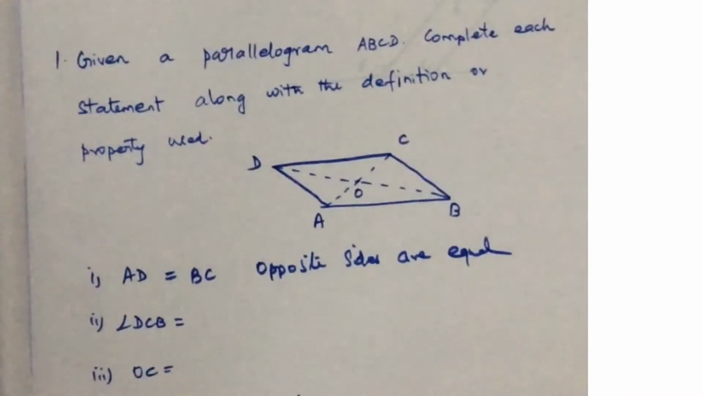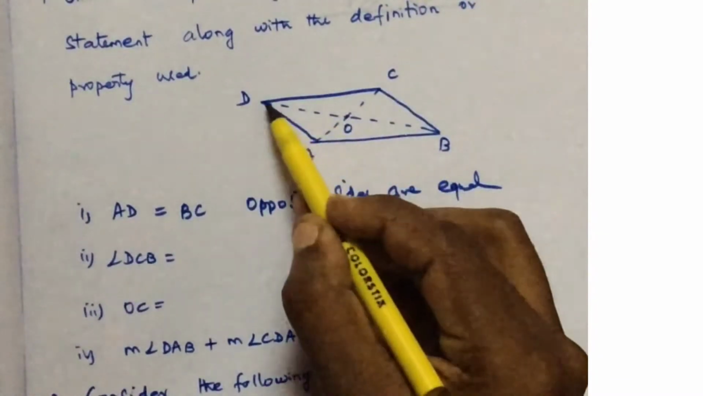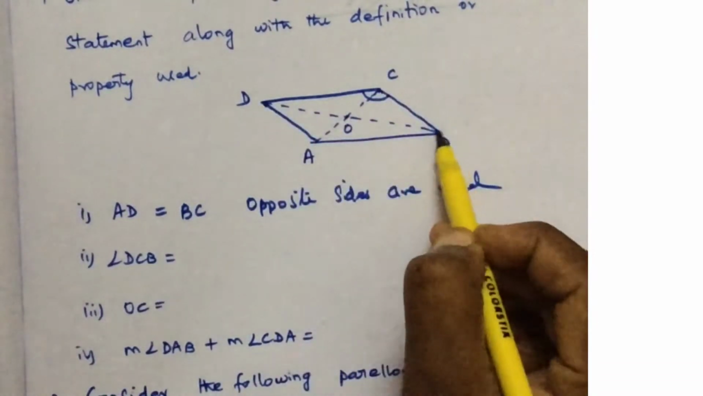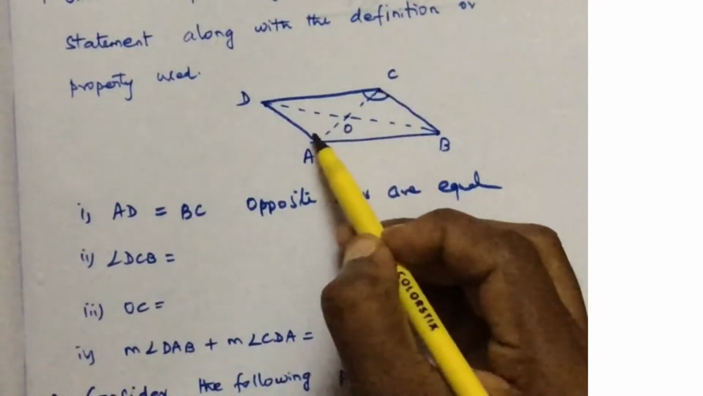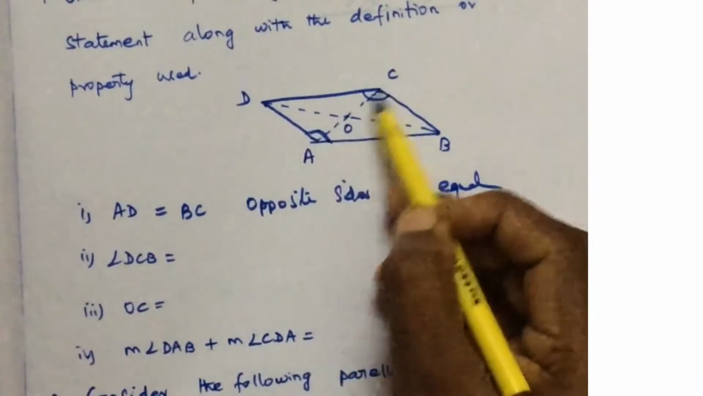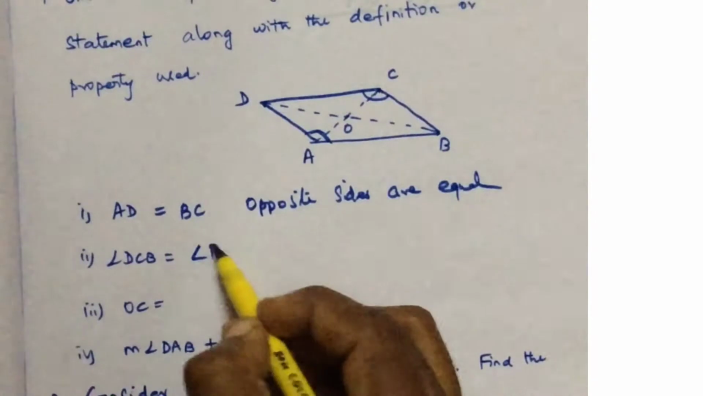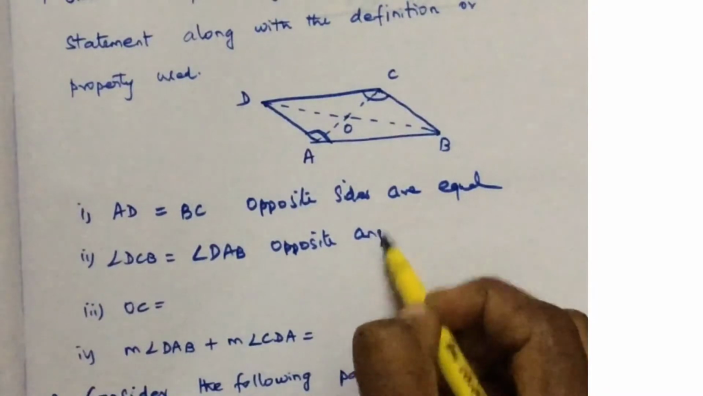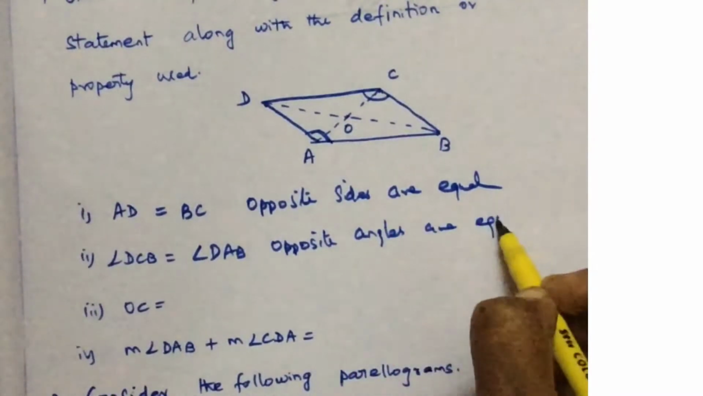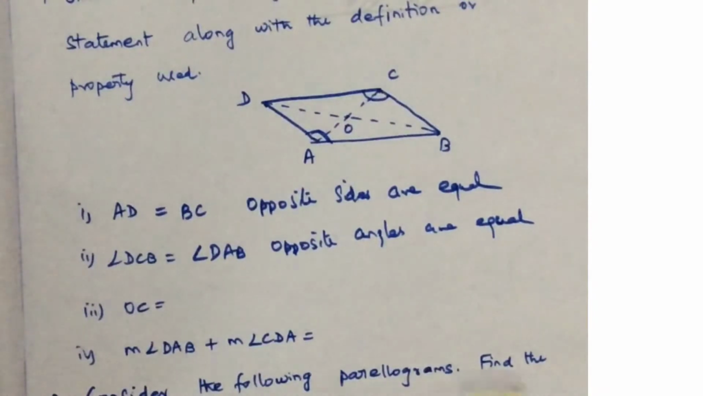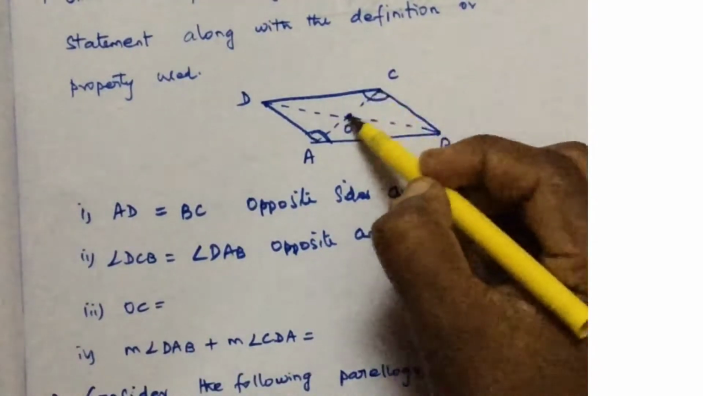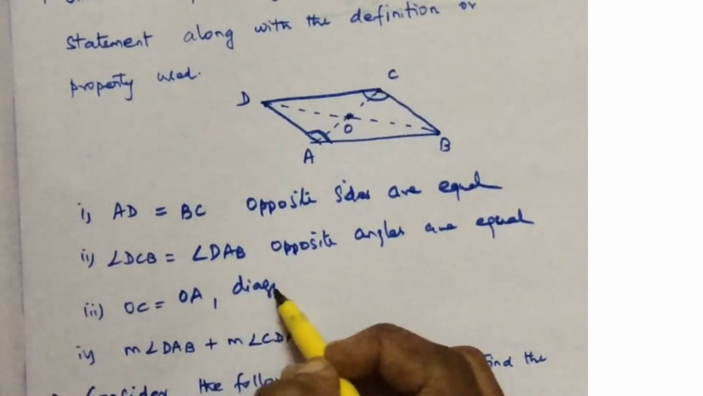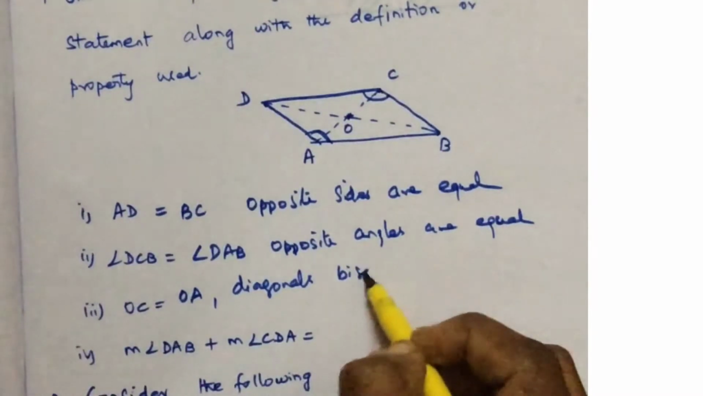Then what is given is angle DCB, this angle. Angle DCB will be equal to this opposite angle, angle DAB. These two angles are opposite. The reason is opposite angles are equal. The next is OC. This is OC. OC is equal to OA. Why? Because diagonals bisect each other.